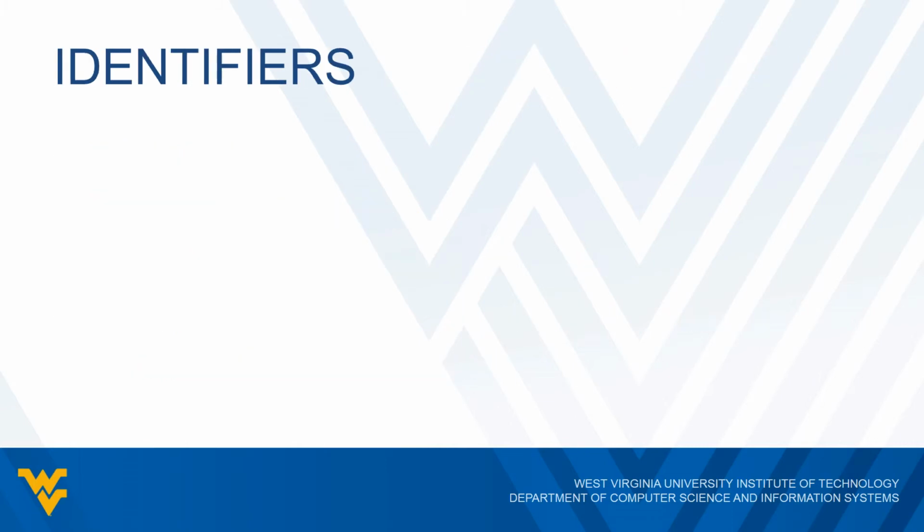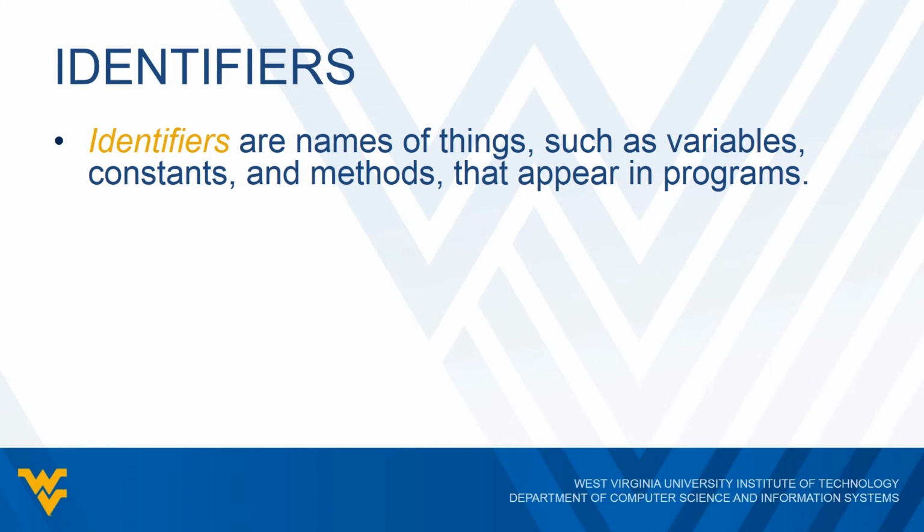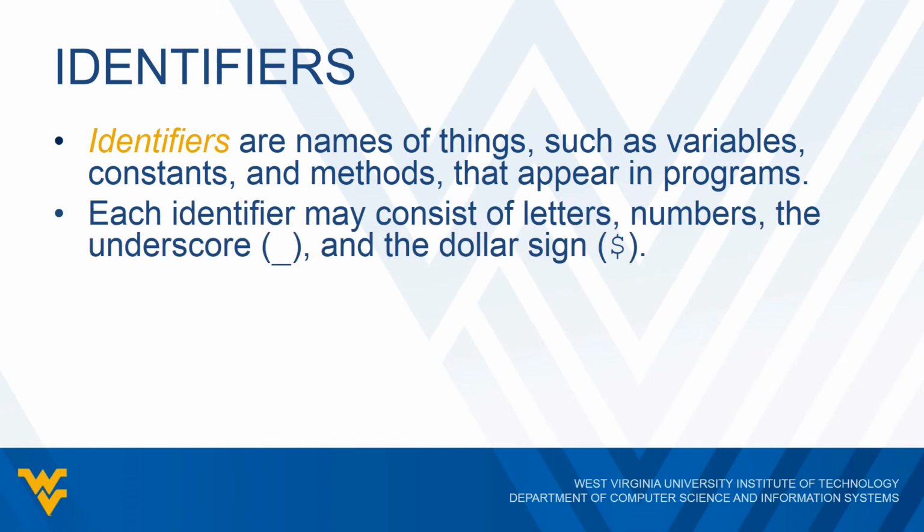And the last thing we'll talk about are identifiers. So an identifier is just simply the name of something in our program. So this could be a variable, it could be a constant, it could be a method. So all these are just different names that appear in our programs. Now, if we're going to use an identifier, we need to know what can be part of the identifier. So this can consist of letters, numbers, an underscore, and even the dollar sign.